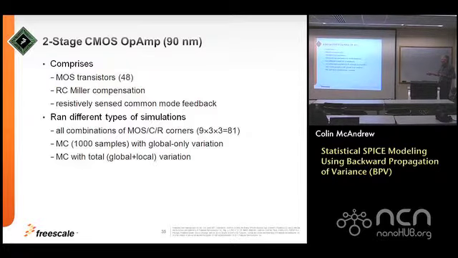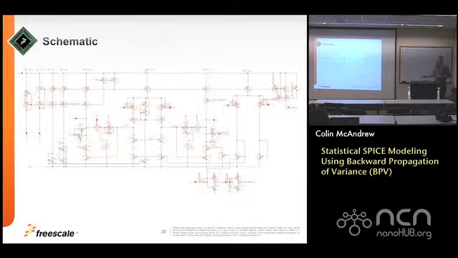I'm going to look at the results from all of those and just the MOS corners, and then I did 1,000 sample Monte Carlo with global only variation and 1,000 sample Monte Carlo with global plus local, which is mismatch. The devices are fairly big, so the difference is not that great. I'm going to show you a subset of the results here. Oh, this is the circuit, sorry.